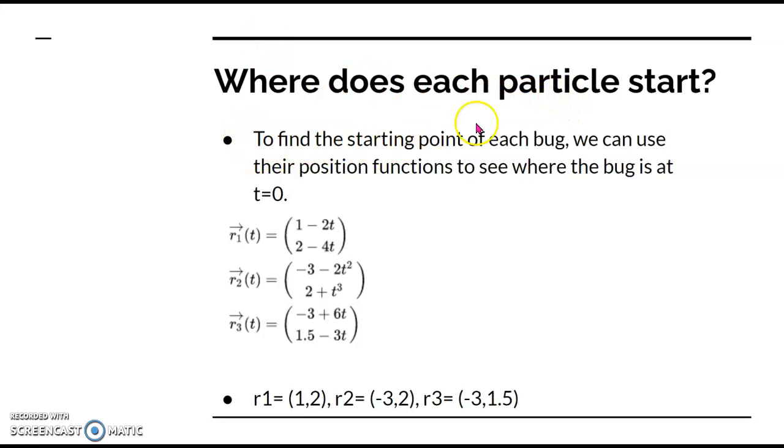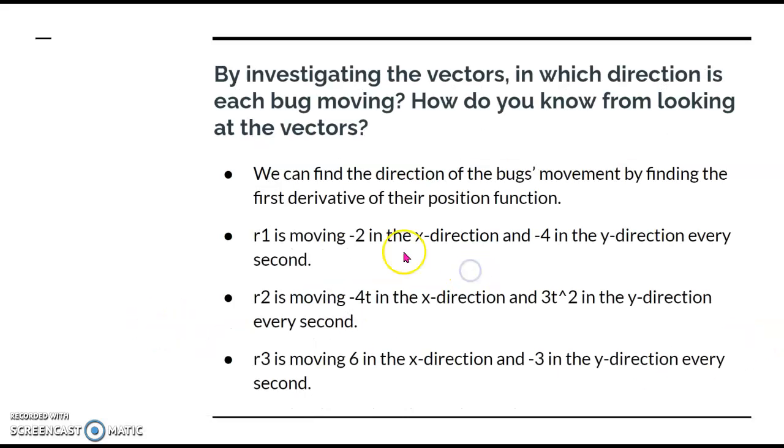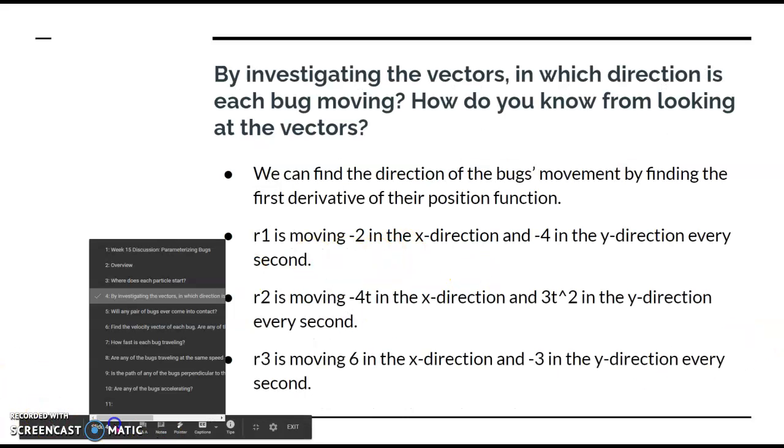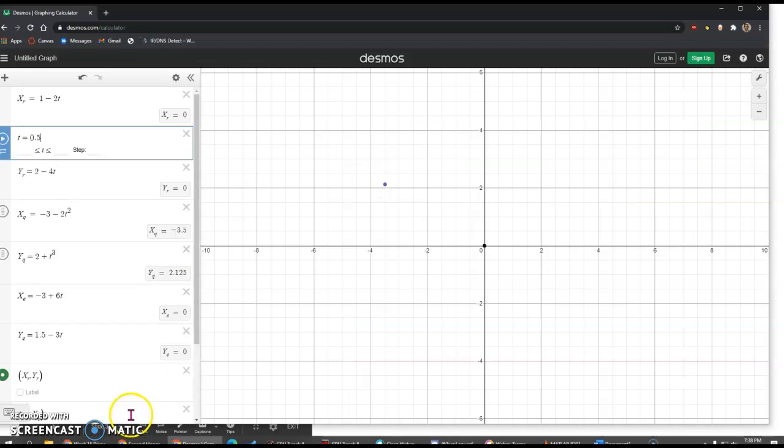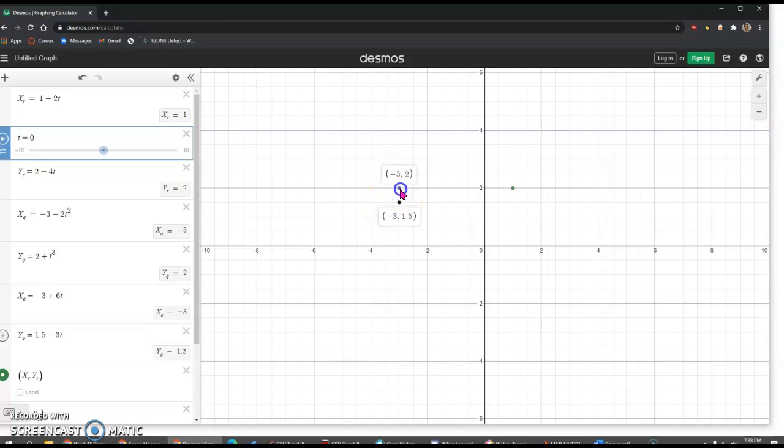In order to find where each particle, or each bug, starts, we just set t equal to 0 and we solve for these vectors. When we do that, we get r1 equals (1, 2), r2 equals (-3, 2), and r3 equals (-3, 1.5). You can also do that by plotting these vectors and just setting t equal to 0. So if we do that here, we see exactly where each one of these vectors starts.